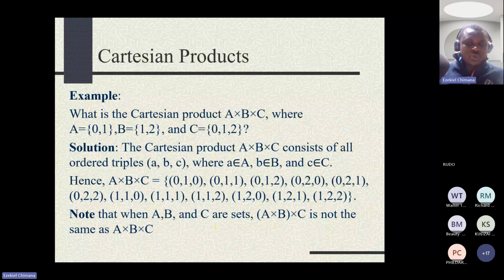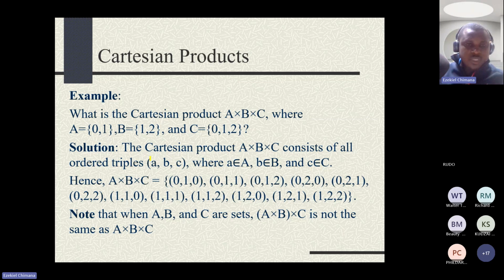Now we've got A cross B cross C. What are we supposed to do here? So the solution, if you look at it, at A, you've got 0, 1, here you've got 1, 2, here you've got 0, 1, 2. So the Cartesian product of A cross B cross C consists of all ordered triples from A, B, C, where a is an element of A and b is an element of B and c is an element of C.